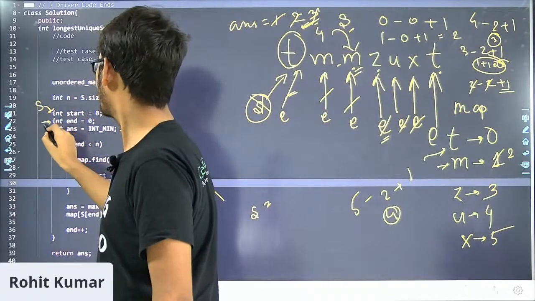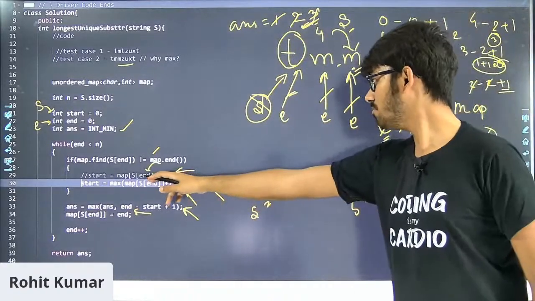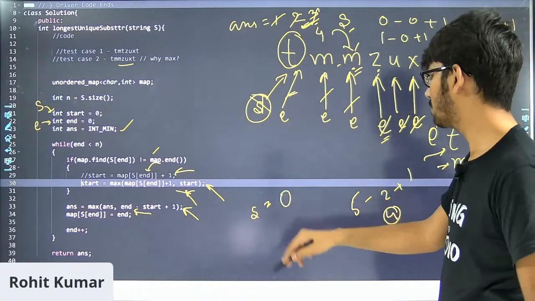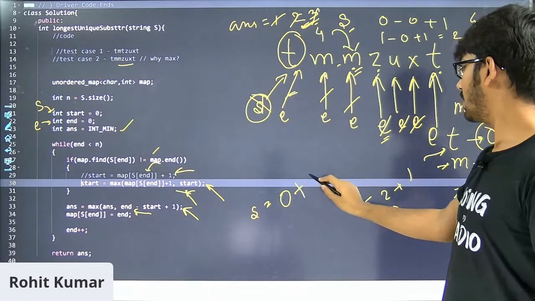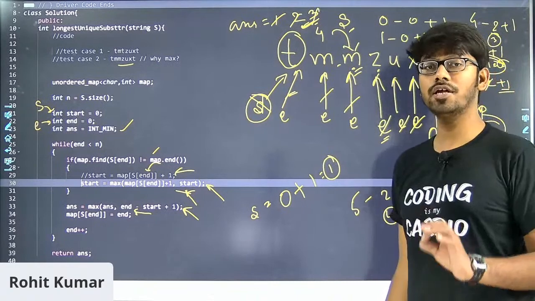Start with s and end with e. Okay, great. Now my start will be map of sn plus 1. So what is map of sn? This is 0, right? Because map of t, the value comes out to be 0, and I have 0 plus 1 equals to 1. Now just observe very carefully.